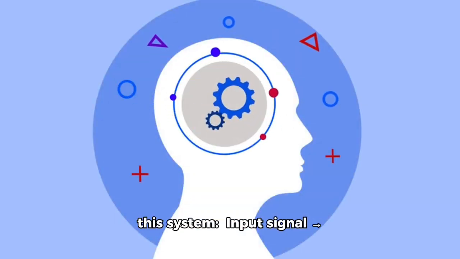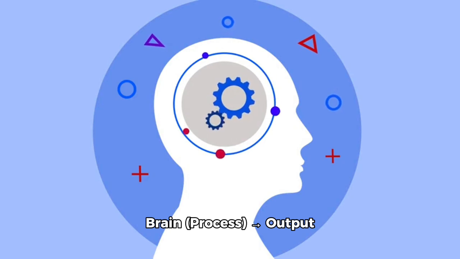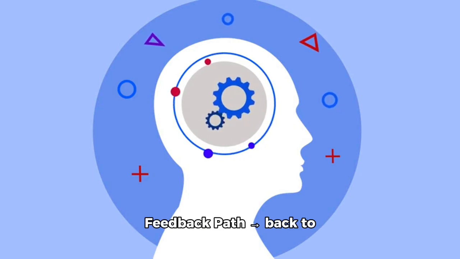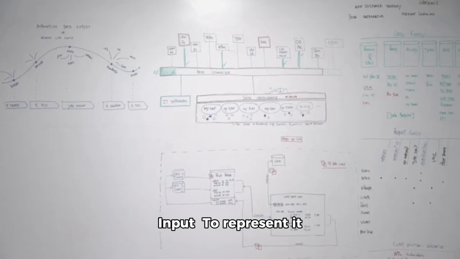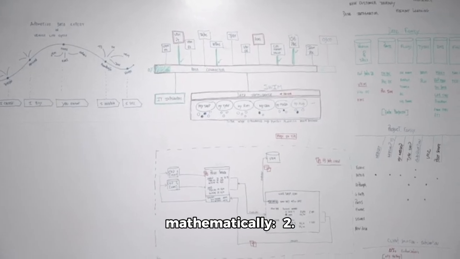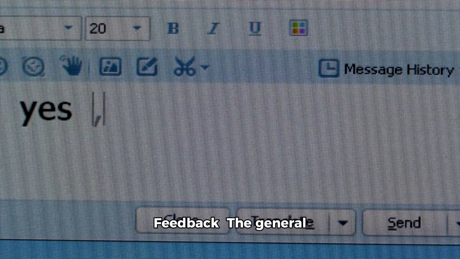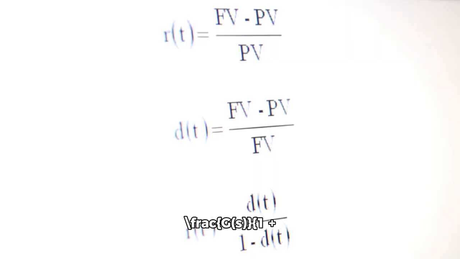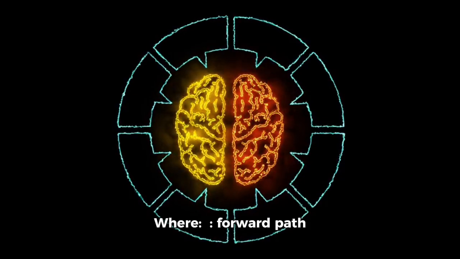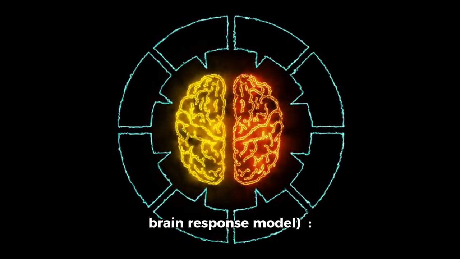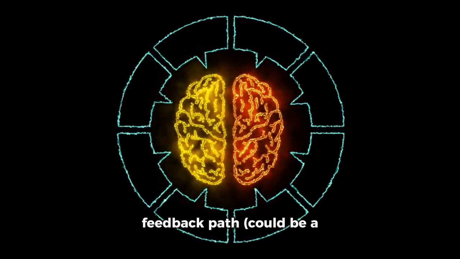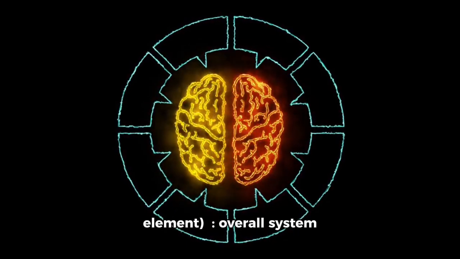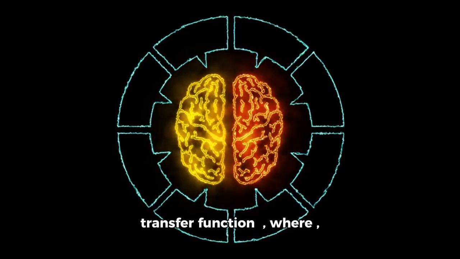Imagine the system: input signal gives brain process, gives output or behavior, gives sensor, gives feedback path, gives back to input. Represent it mathematically. 2. Transfer function with feedback. The general form for a closed loop system is H(s) = G(s) / (1 + G(s)H_F(s)), where G(s) is the forward path transfer function, e.g. brain response model, H_F(s) is the feedback path, which could be a sensor or processing element, and H(s) is the overall system transfer function, where s = jω and ω = 2π·100 for 100 Hz.